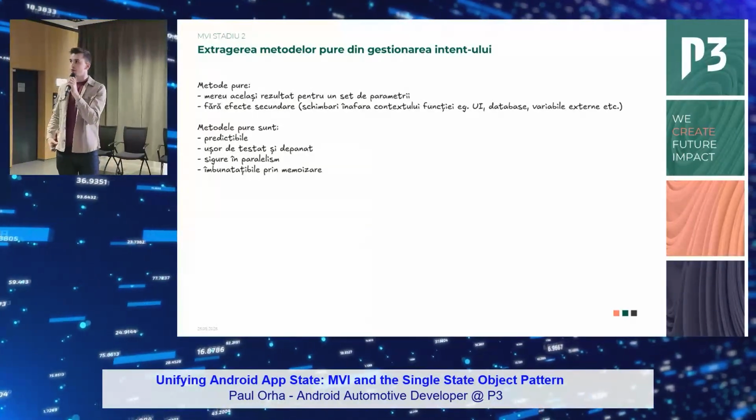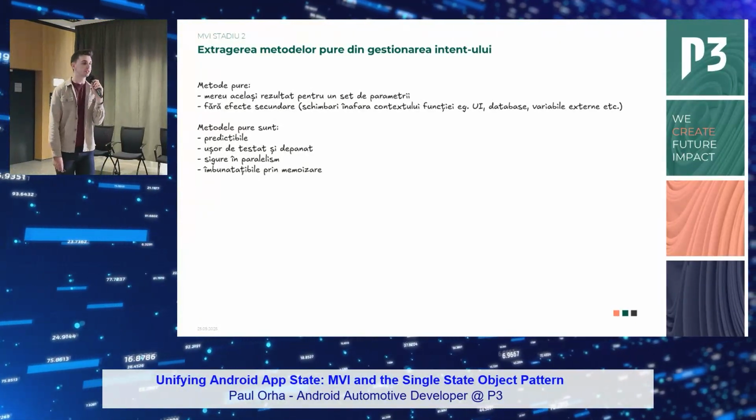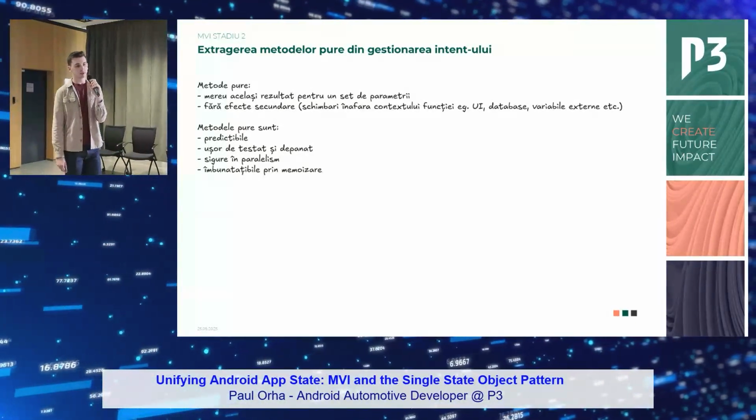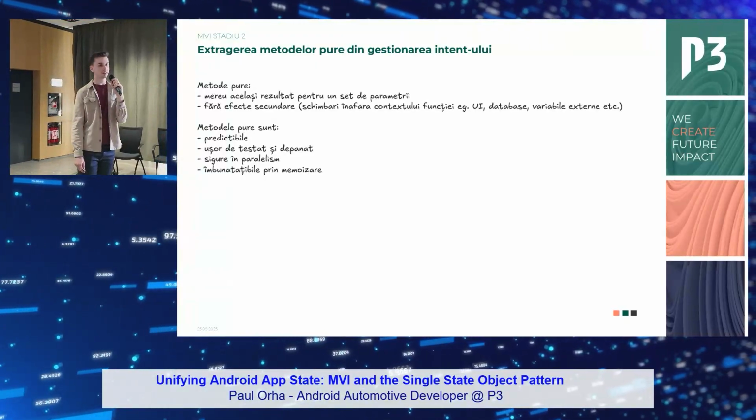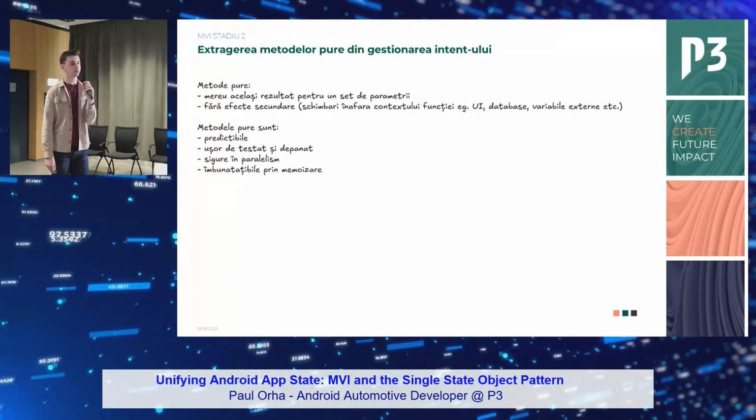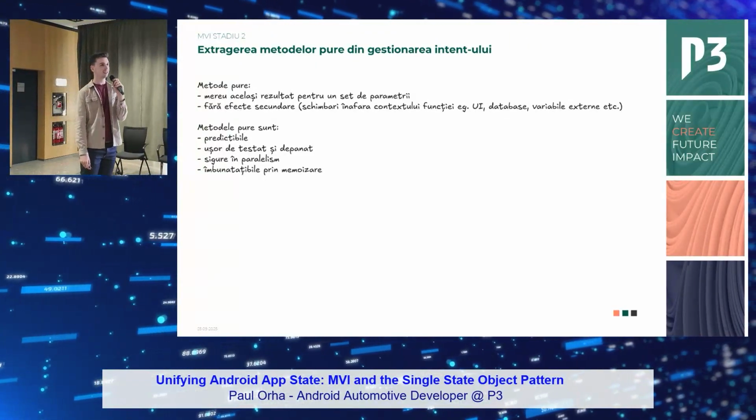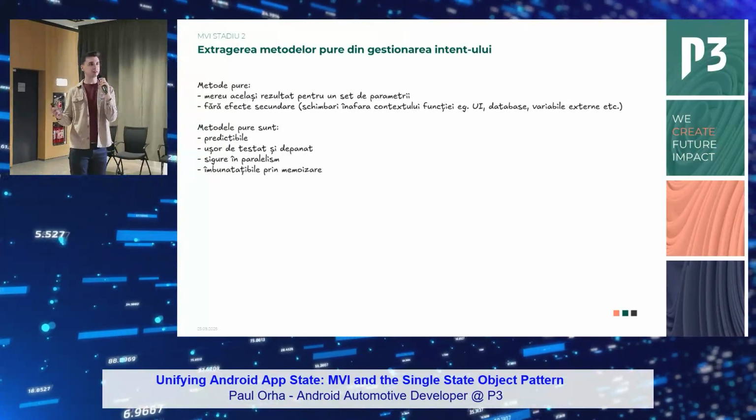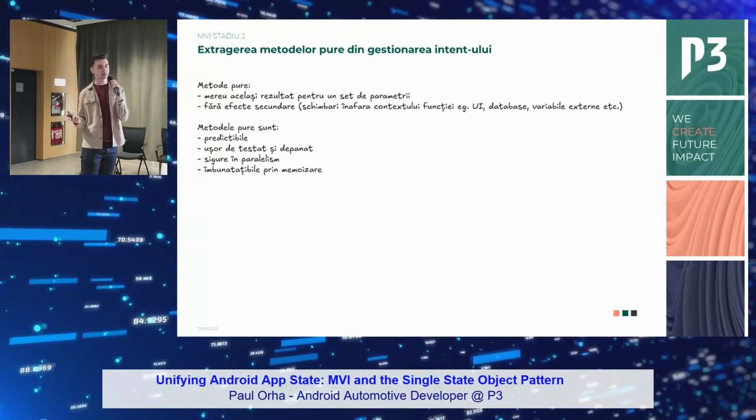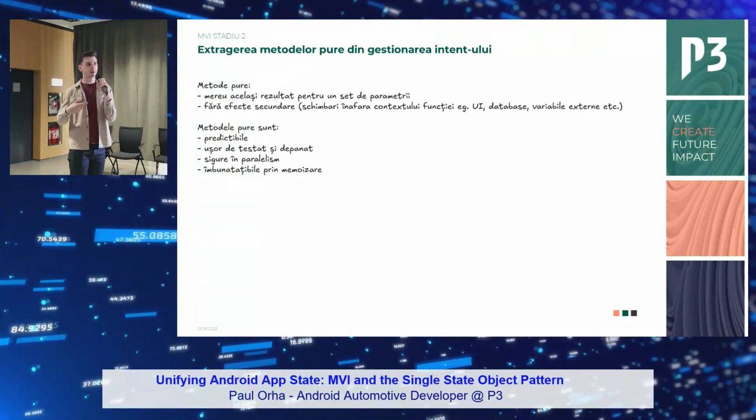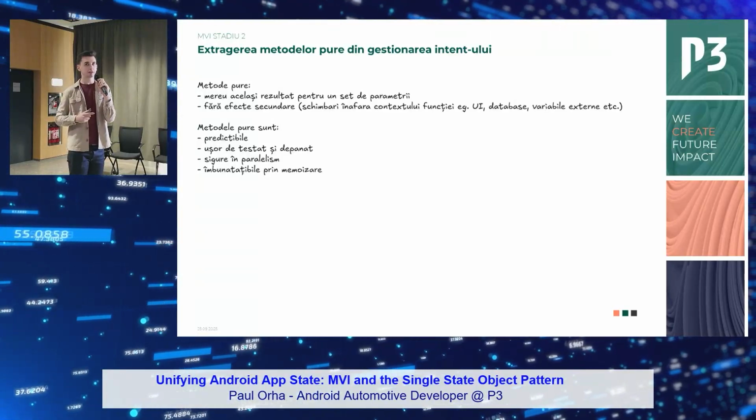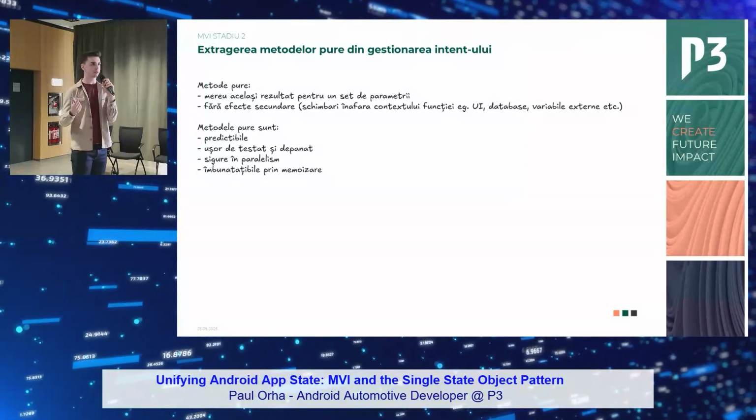So the second step would be extracting pure functions out of the view model. So I would need to first describe what pure functions are. Pure functions in programming are the idea that given a function and some parameters, you always get the same result. And when calling this function, you never do side effects outside of the function context.